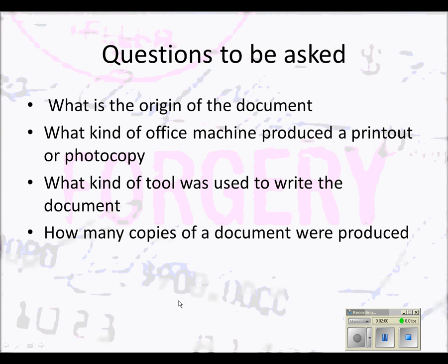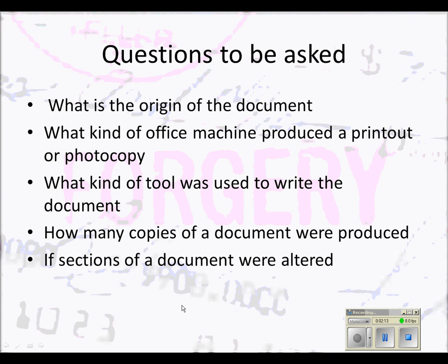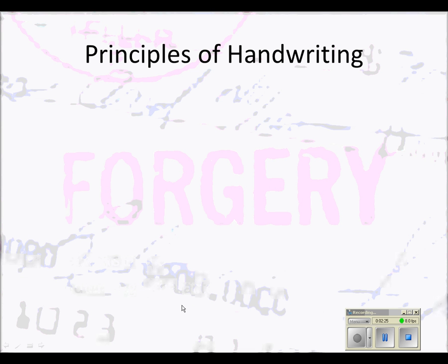And then how many copies of the document were produced, so we could figure out how many we could be finding before we actually find an original. And then we can ask if any of the sections of a document were altered, because it doesn't have to be the whole document. It can actually just be a section that was added, deleted, or erased. And of course, we would look at handwriting characteristics. Do they match the person that supposedly wrote it?